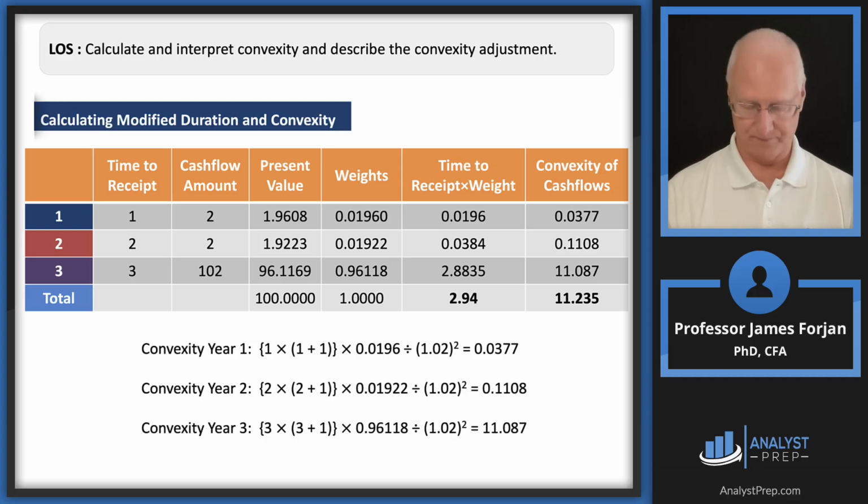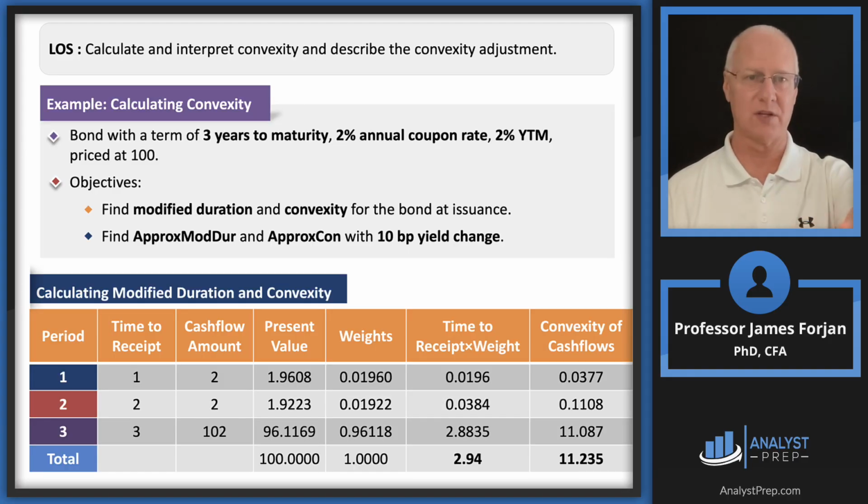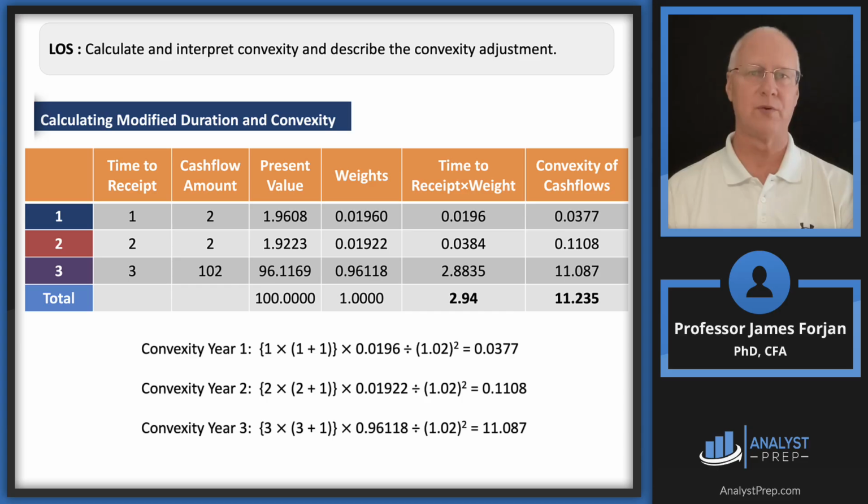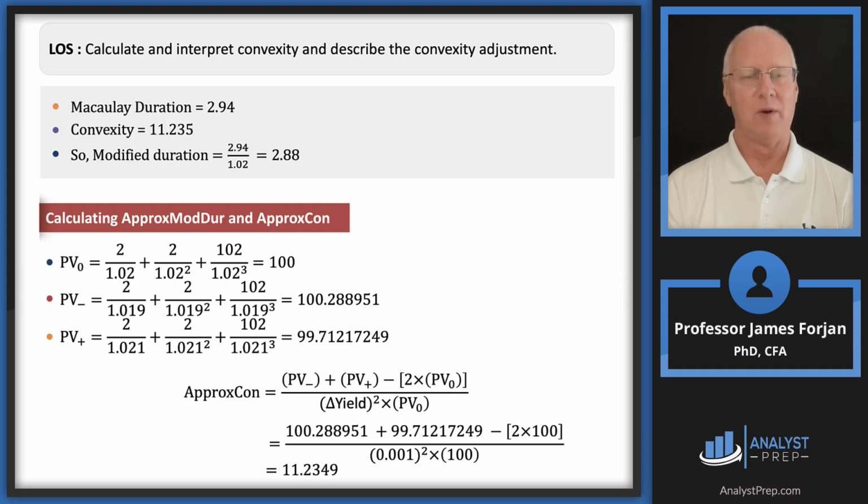Now, here's the thing. The Institute may give you just what we did here. 3 years, 2%, 2%, and say go ahead and compute the convexity, in which case you're going to have to replicate this equation. Replicate these equations inside of that table. All right. So Macaulay duration we did of 2.94. There's our convexity. Then we can divide that Macaulay by 1 plus the yield to get the modified duration.